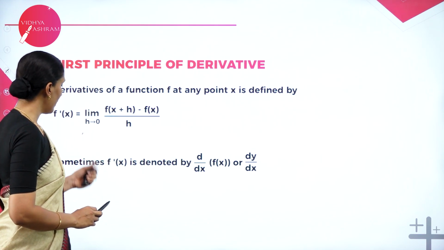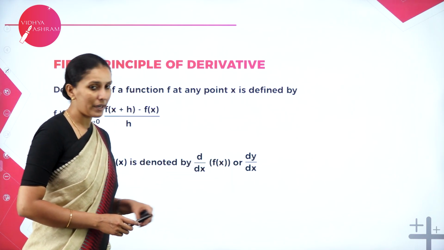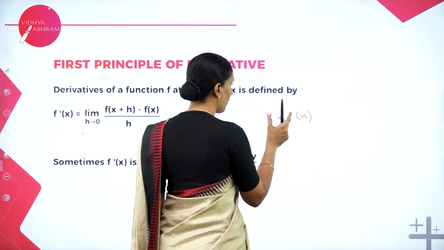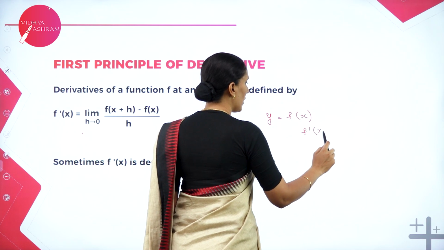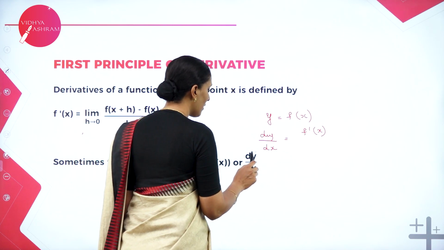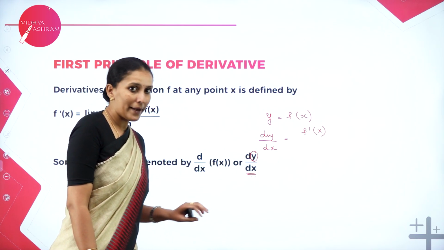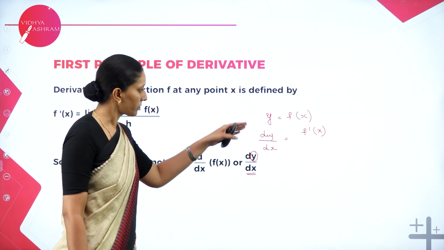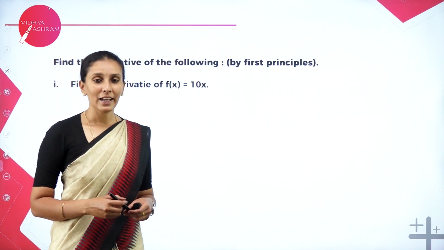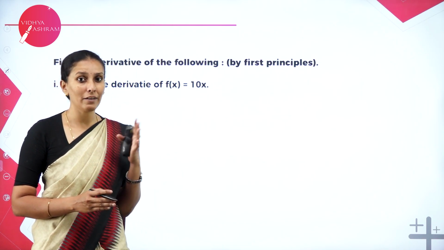Now we can also define f dash of x in some other form, d by dx of f of x or dy by dx. Why? Because y is always expressed as a function of x. So therefore, f dash of x is nothing but the derivative of y with respect to x. So we are differentiating the function y with respect to the x variable. So here y is dependent and x is independent. So therefore, we can also write dy by dx instead of f dash of x. Now find the derivative of the following function with the help of first principle. So whenever using the first principle, we do not have a particular point.